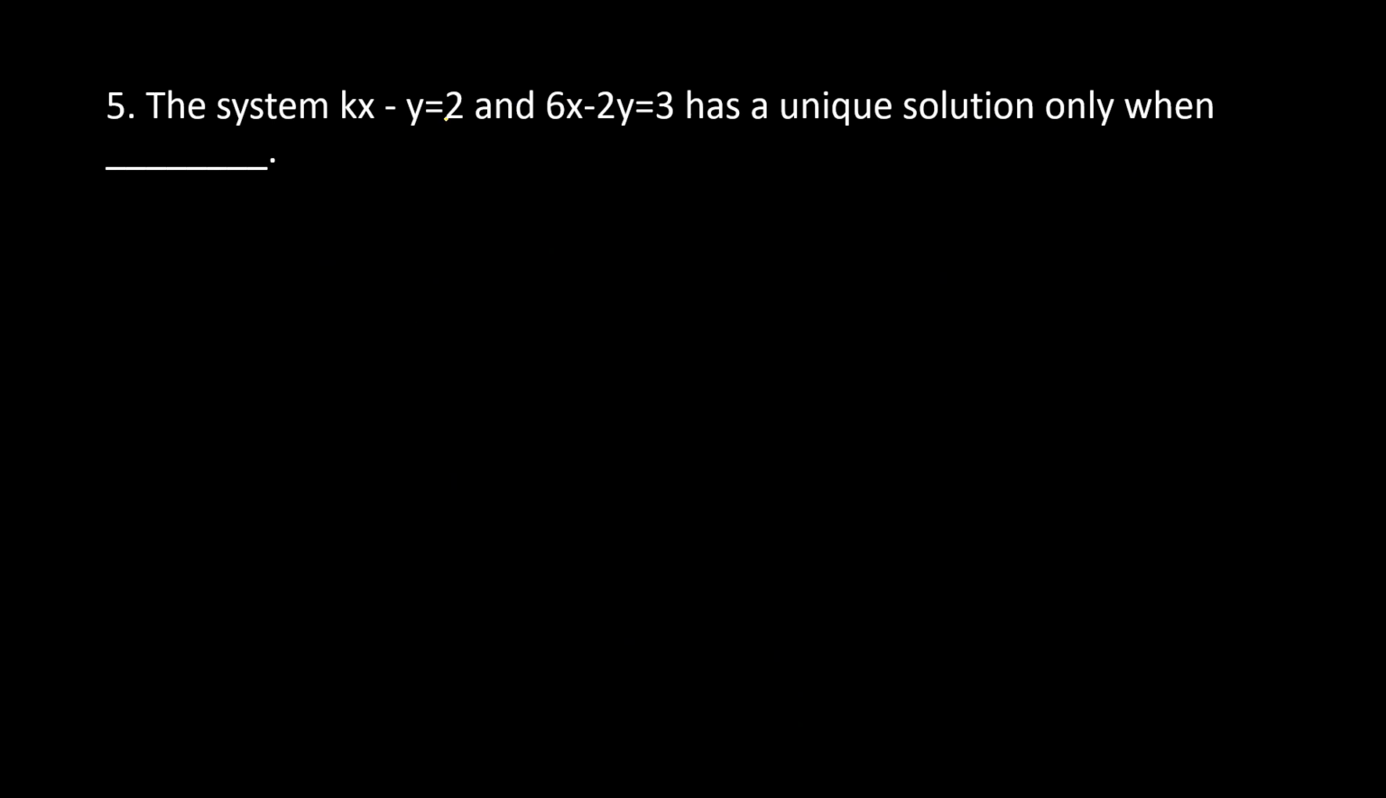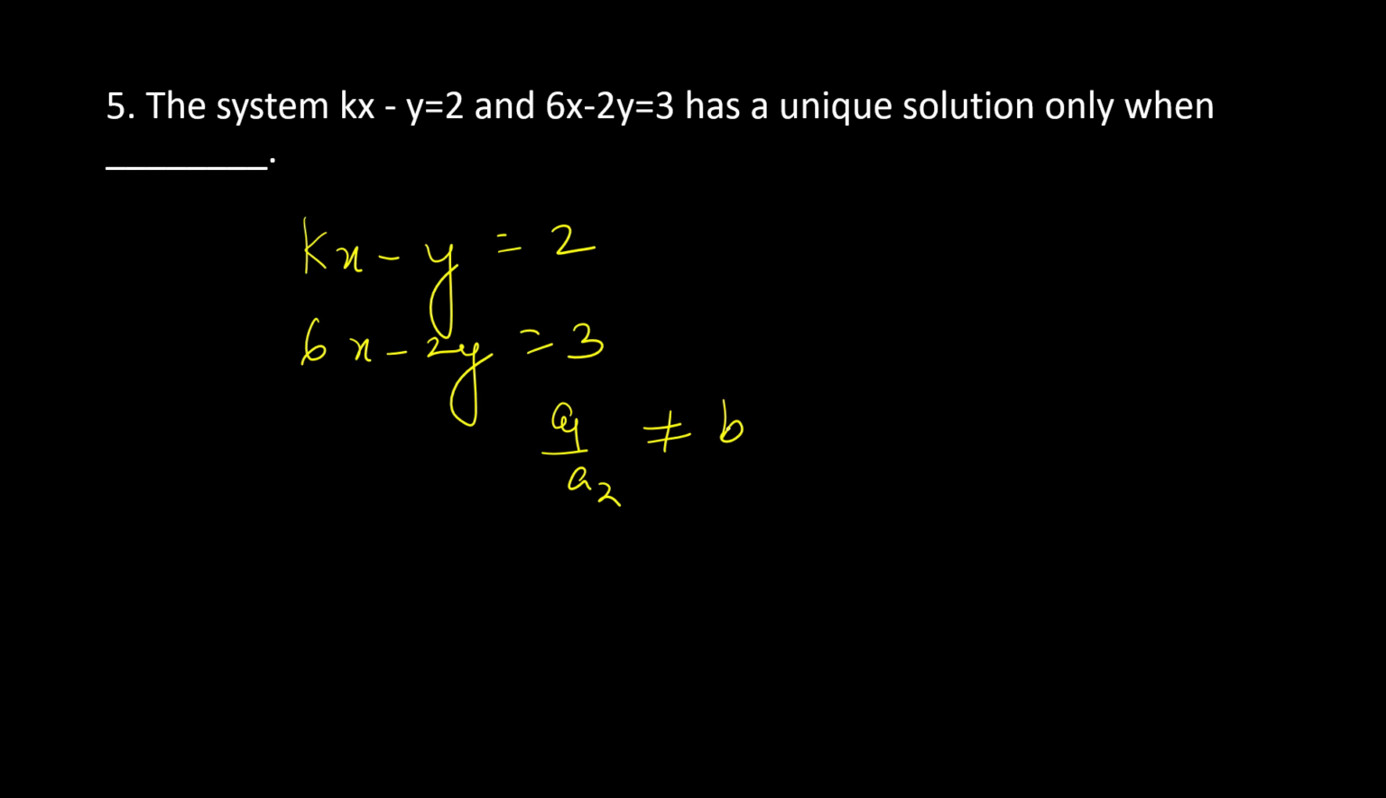The last question says that the system kx minus y is equal to 2 and 6x minus 2y is equal to 3 has a unique solution only when. What is the condition for unique solution? Unique solution means that a1 by a2 must not be equal to b1 by b2. a1 over here would be x coefficient in the first one, which is k. a2 is 6. This should not be equal to minus 1 by minus 2.